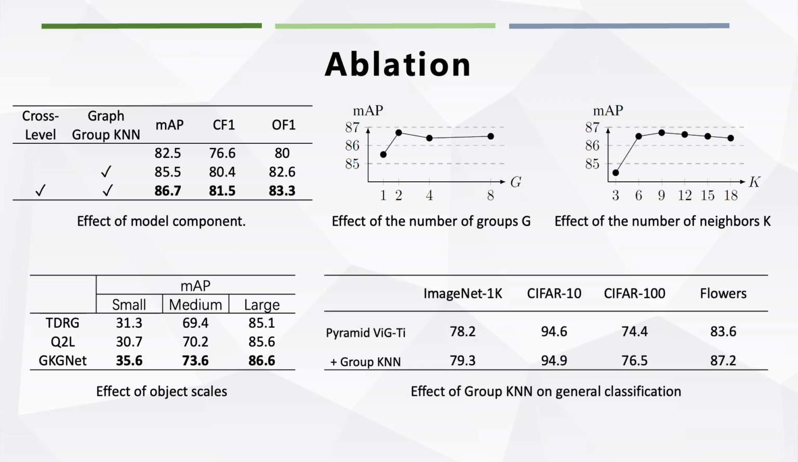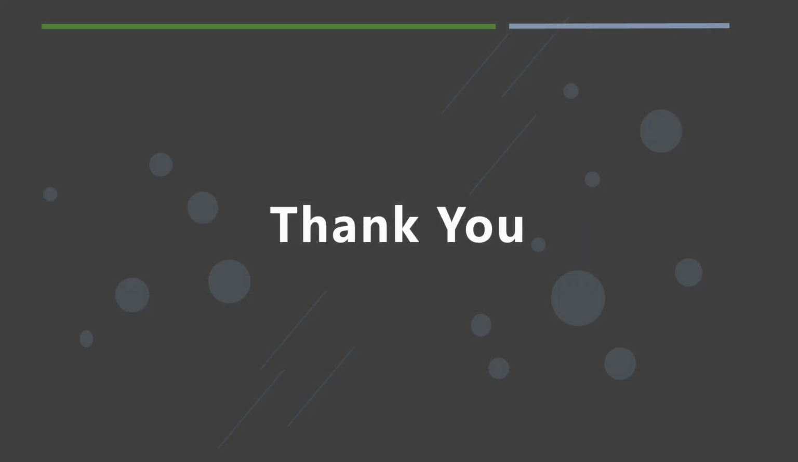Furthermore, Group KNN exhibits potential in general image recognition. Applying Group KNN to the pyramid ViG tiny yields significant performance gains, providing strong evidence for the superiority of Group KNN-based graph construction. Thank you for listening.